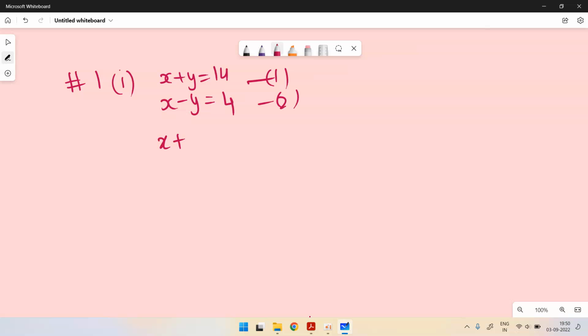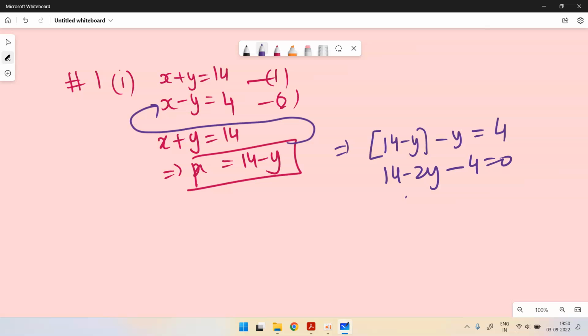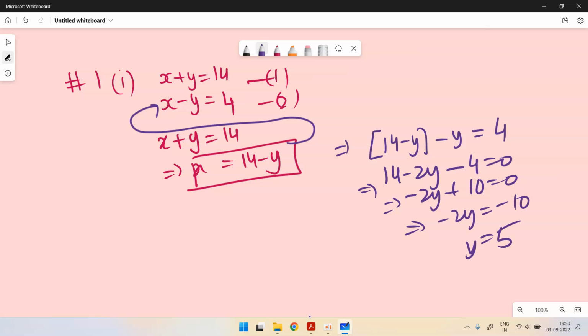So I will take the first, x plus y equal to 14. From here x equal to 14 minus y. Now substituting this value in equation number 2, in place of x you need to write 14 minus y, minus y equal to 4. Now from here minus y getting 2y minus 4 equal to 0, which implies that minus 2y plus 10 equal to 0, which implies that minus 2y equal to minus 10, y equal to 5.